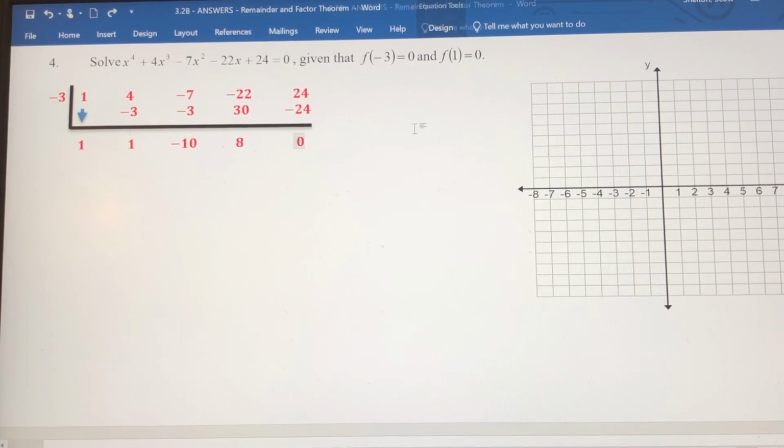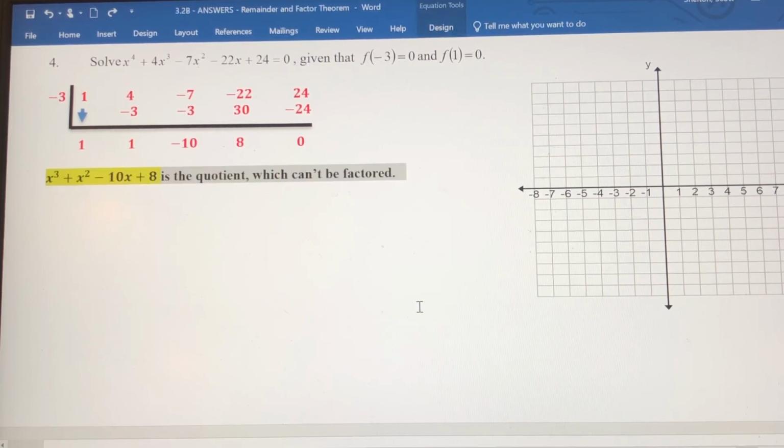Now, again, that remainder should be 0 because -3 is a 0 of this function. So this makes sense. If you don't get a 0 here, you've made a mistake somewhere within your synthetic division process. These 4 values will be the coefficients of an x cubed, or a 3rd degree polynomial that's also a factor of this.